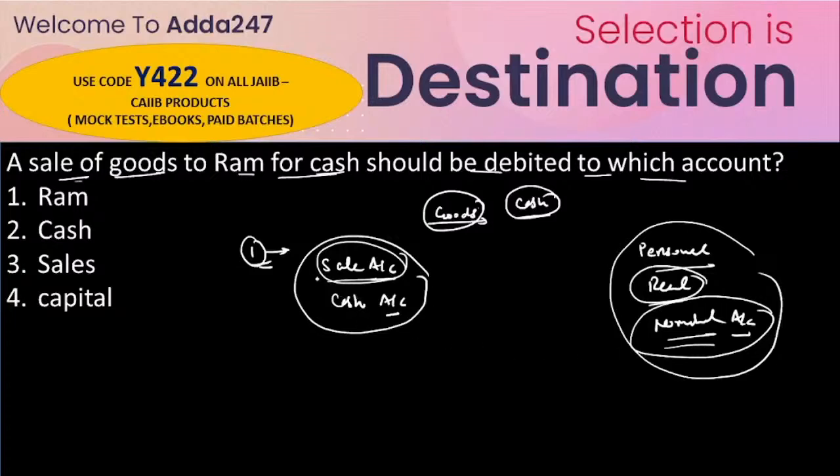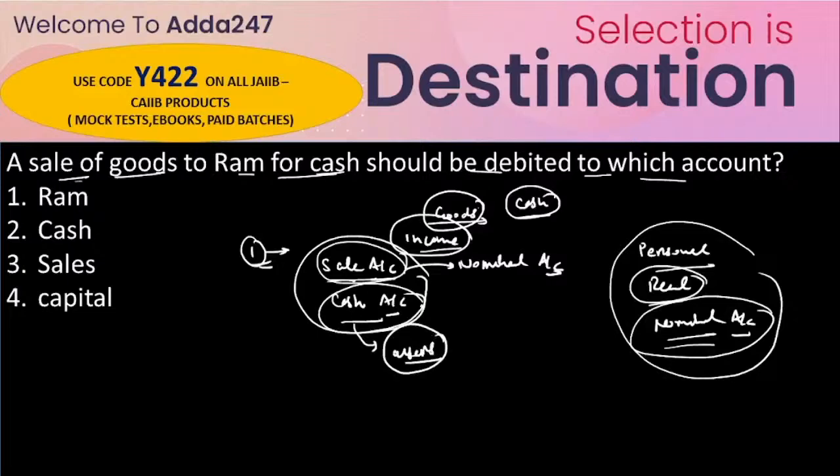As we all know, sale is a type of income for the company. So all the income and all the expenses come under the nominal account. That means the sale account belongs to the nominal account. Cash account: cash is related to our asset, and all the assets come under the real account. So that's why this would be categorized into the real account.